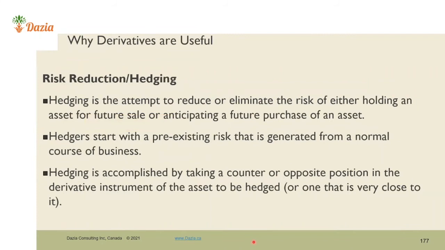So why are derivatives useful? You can use derivatives for risk reduction or hedging. So investors use them to eliminate the risk of either holding an asset for future or anticipating a future purchase of an asset. So hedgers, they start with a risk, and then they will take an opposite position. So if they expect the price is going up, but they're afraid the price may go down, they will buy a put, which will be a counter opposite position.